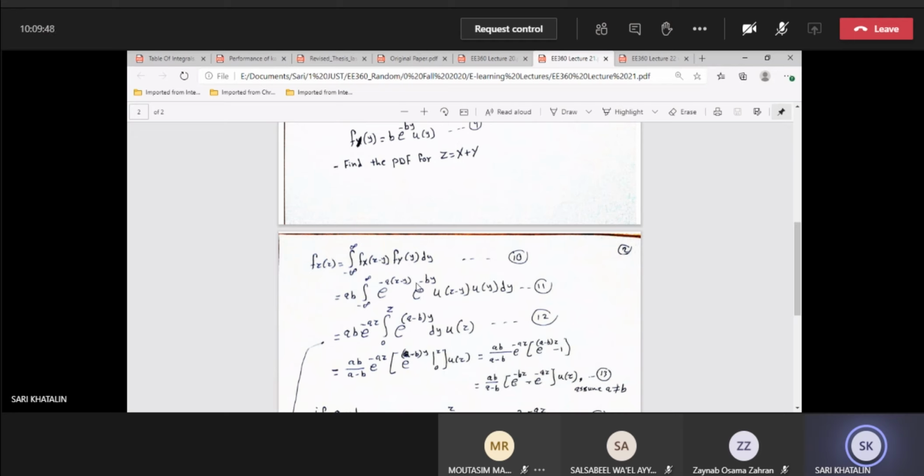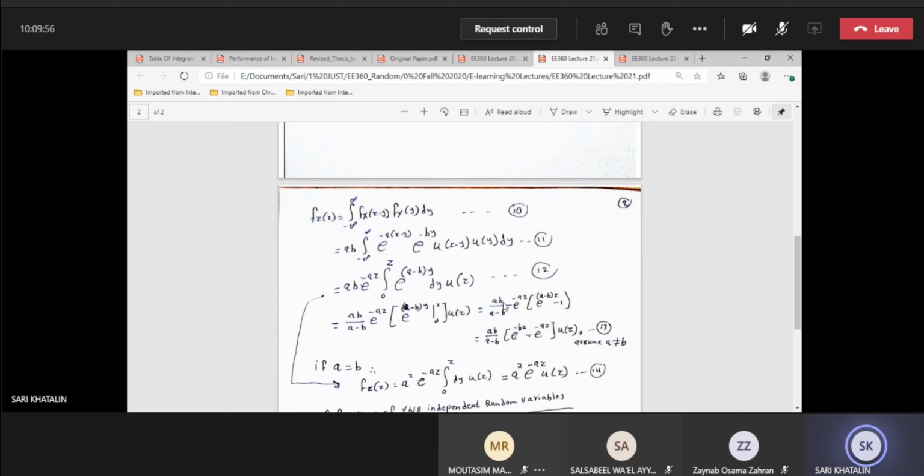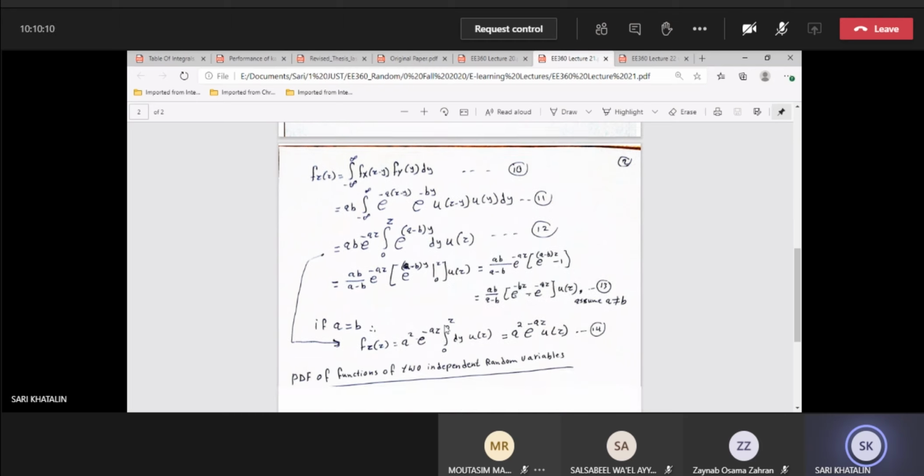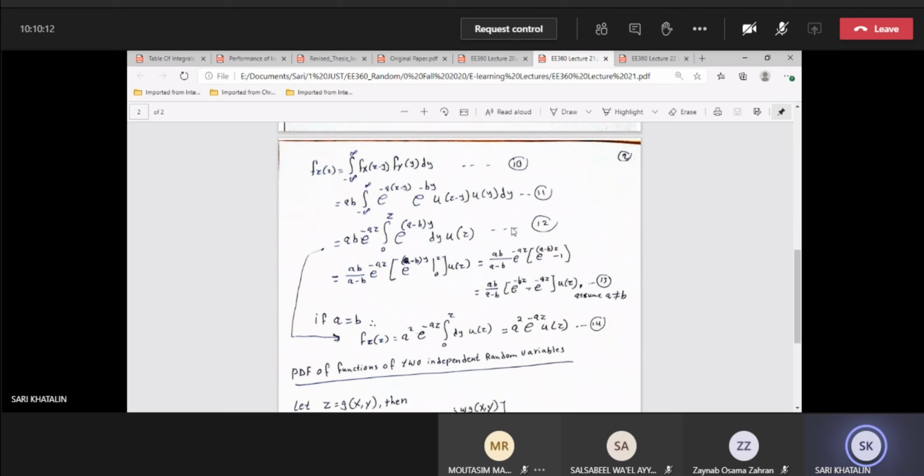And we do the integration as shown here. Of course, this term is going to be out of the integration. After you do that, this is a straightforward integration, so this is the end result. We assume that A and B are not equal, because if A and B are equal, we're going to end up with something different. If A and B are equal, then you go back to equation 12 and redo the integration.